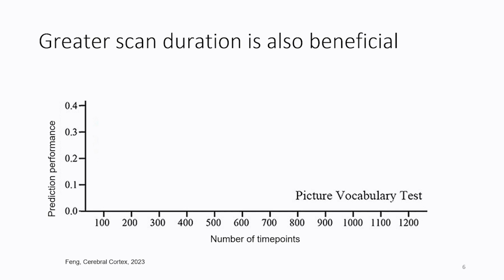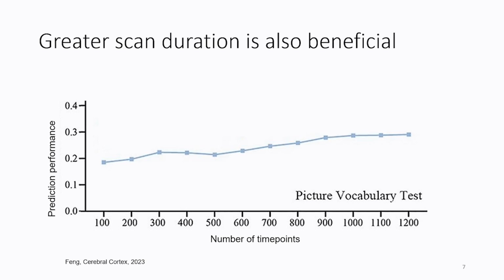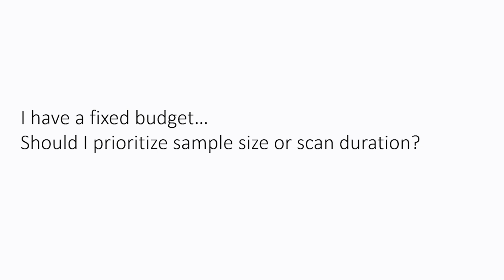Something that's less talked about is how much time we need to put our participants in a scanner for. Here's some work by Feng in Cerebral Cortex. He investigates the influence of fMRI time points while keeping sample size fixed. If you look at this cognitive factor score, you see that prediction performance also increases if we increase the number of fMRI time points we use to perform our prediction. So then this brings about the question. Normally, I have a fixed budget. I can either optimize my scan time, or I can optimize the number of participants I collect for my study. Which one should I do?